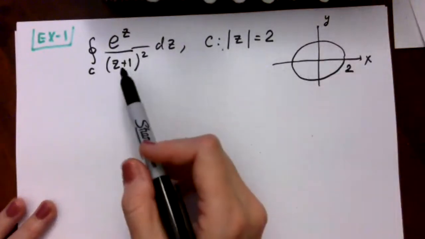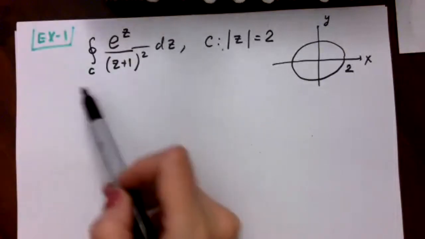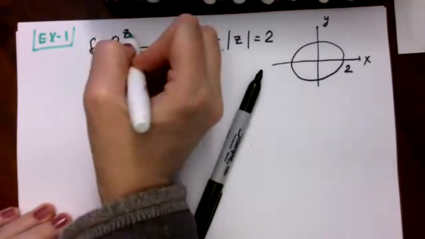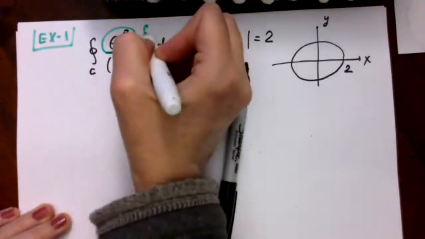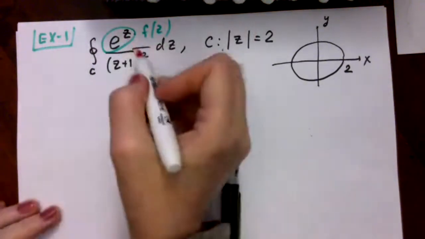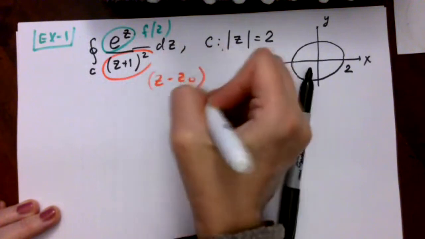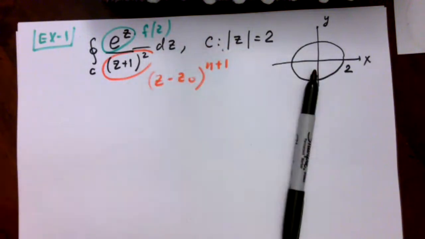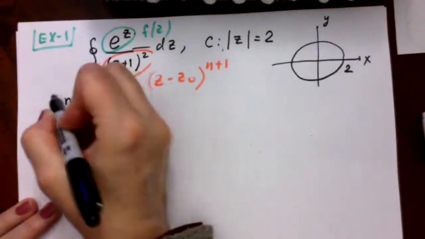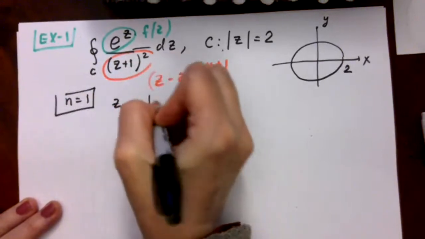So let's compare our expression with this general expression. Does our function look like this? You know what it does? So the expression in the numerator plays the role of f of z, and the expression given in the denominator plays the role of (z minus z0) to the power of n plus 1. So in our case, n is equal to 1, obviously. But what about z0? z0 is equal to minus 1.